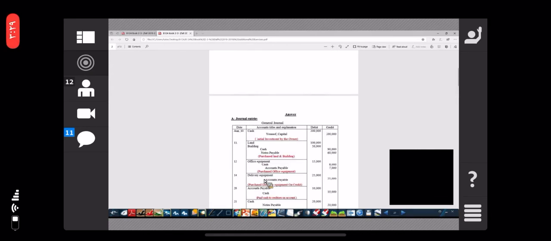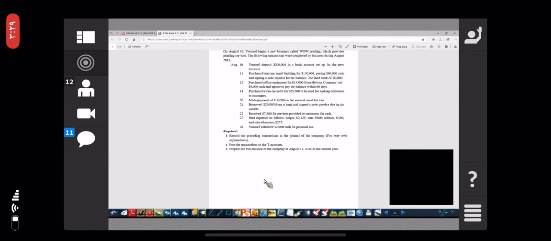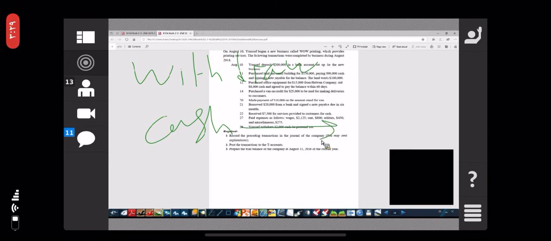Last entry, withdraw 2000. We say the normal balance for withdraw will be debit. So the journal entry will be, we have two accounts, withdraw and cash. Cash decrease or increase? Decrease, so cash will be credit. Withdraw, increase, will be debit. So the journal will be from withdraw to cash, the amount will be 2000.